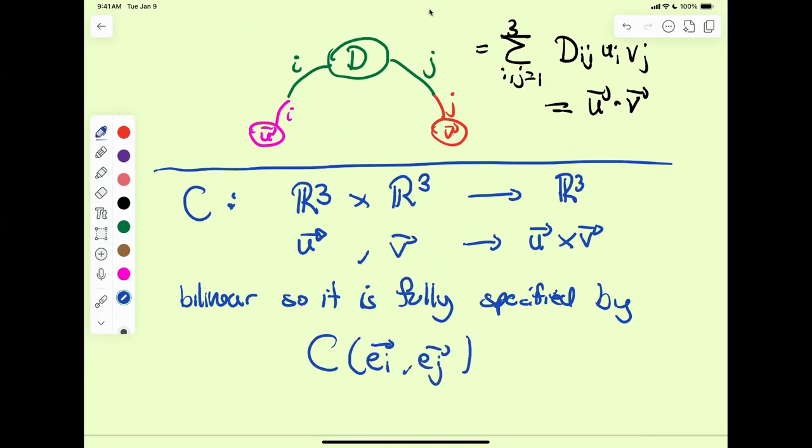I'll call them j and k, just to be consistent with how I wrote them in the notes. And j and k could be 1 to 3. So this is just saying that you need to know all the possible cross products between the basis vectors.